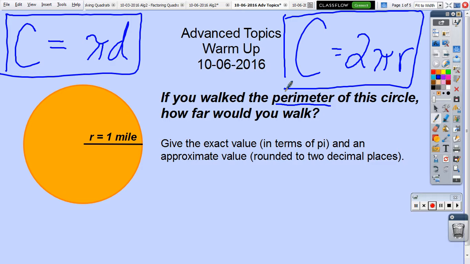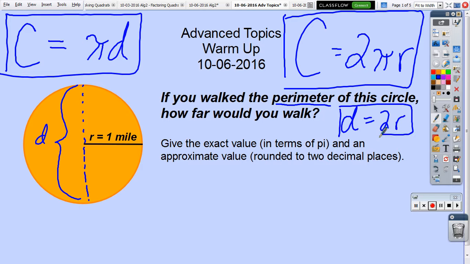D is the diameter. If I had, let's say, this going on, this here is the diameter. That's what this D is referring to. The diameter is always twice the radius. We can write that the diameter is twice the radius. 2 radii make a diameter.